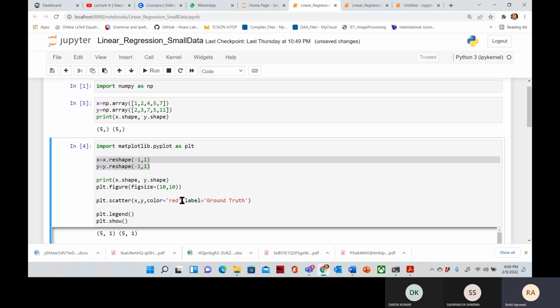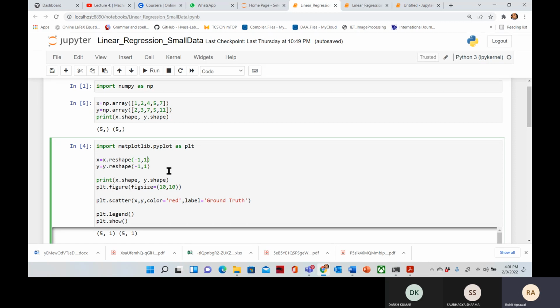Clear. Whenever you see some examples on the internet, they will use this kind of -1, 1. So it is better to go over what the reshape function is. I am using x.reshape, so it will just reshape your x. This time I'm using -1, 1, which means one column, and the rows I am not specifying.